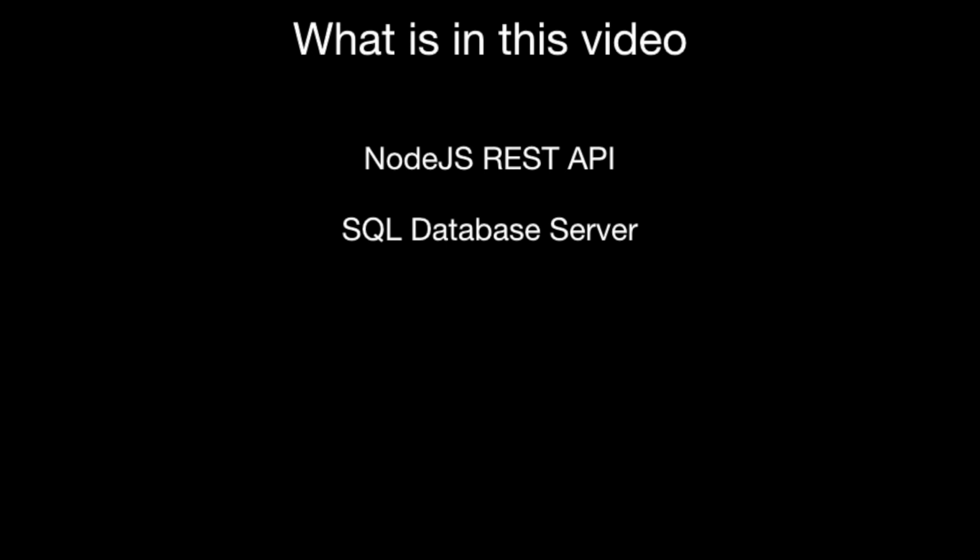So what is in this video? In this video, I'll create a Node.js REST API where the server receives JSON and sends JSON back to the client. And I'll use the SQLite from Mapbox, the Node.js implementation of the C SQLite server.